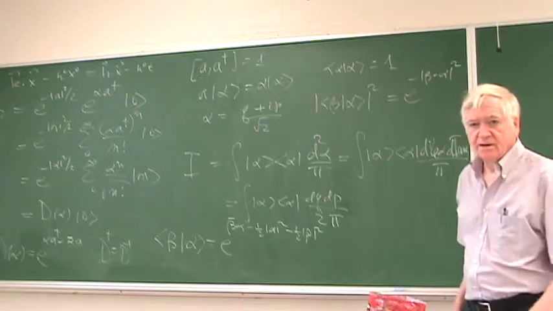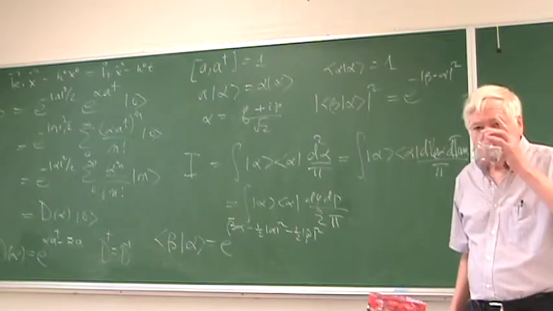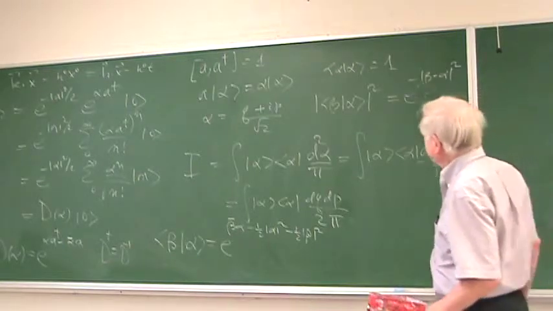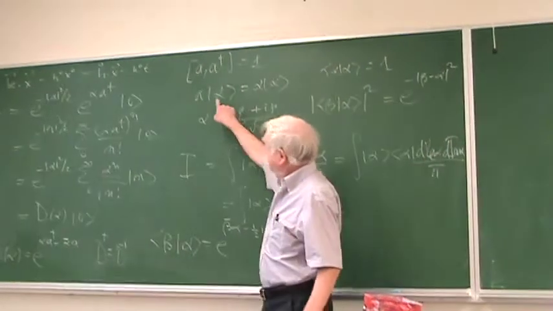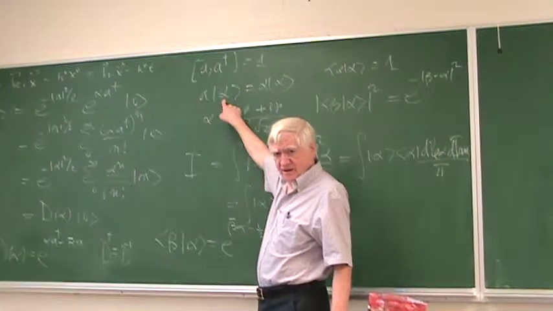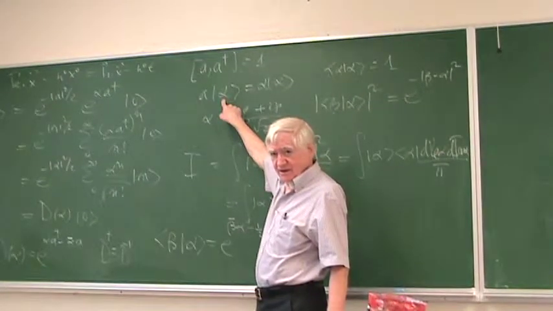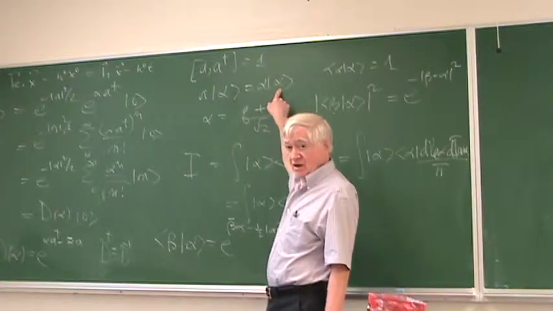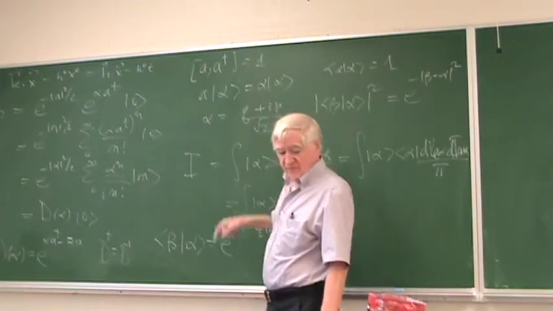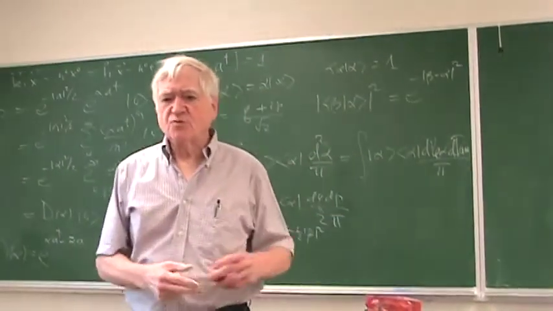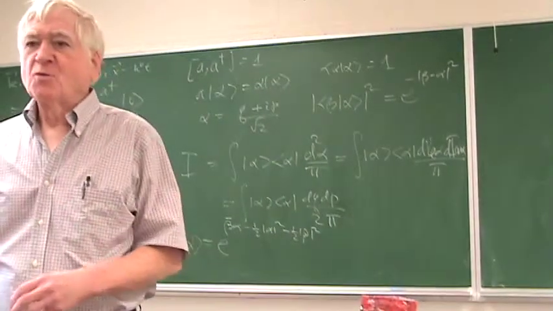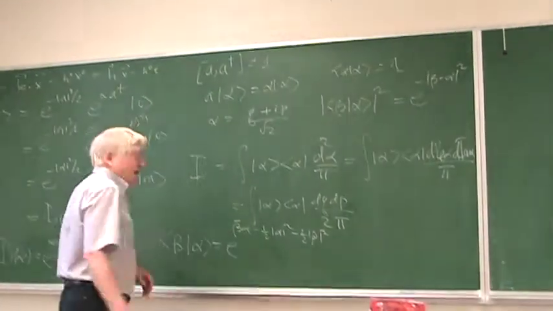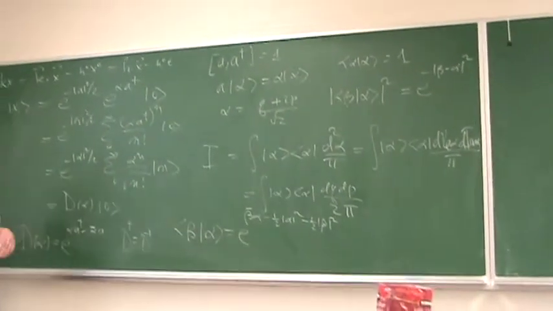I got a quick question. This A operating on alpha, should that be alpha minus 1? Shouldn't that take it down? A on alpha is alpha alpha. Okay, you get two. One for the question, and one for the operation.